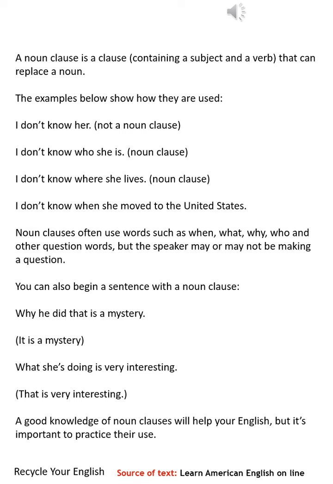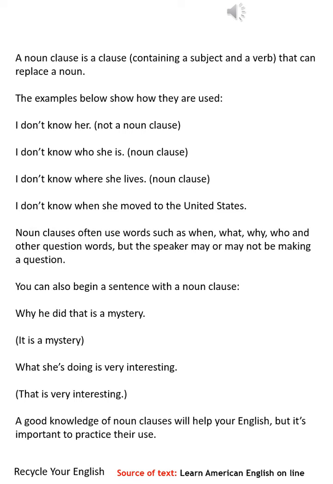A noun clause is a clause, containing a subject and a verb, that can replace a noun. The examples below show how they are used. I don't know her. Not a noun clause. I don't know who she is. Noun clause. I don't know where she lives. Noun clause. I don't know when she moved to the United States.